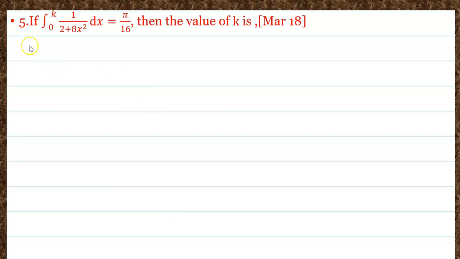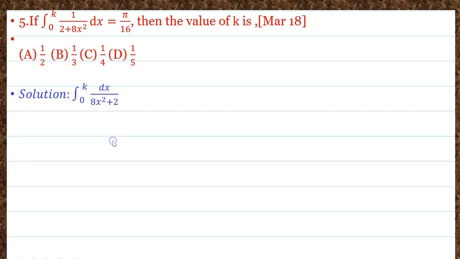Okay, now the next question number 5, MCQ. If integral 0 to k 1 upon 2 plus 8x square dx is equals to pi upon 16 then the value of k is. हा मार्च 18 ला विचारला गेलेला प्रश्न आहे. नॉर्मल इंटिग्रेशन मध्ये टेक्स्टबुक मधलाच प्रश्न आहे तो. The first option A is 1 upon 2, B is 1 by 3, C is 1 by 4 and D is 1 upon 5. हा क्वेश्चन टेक्स्टबुक मधला विचारला गेलेला, इन द सेन्स मार्च 18 ला जे टेक्स्टबुक होतं त्याचाच प्रश्न आहे तो. ओके, नाउ नेक्स्ट विल सॉल्व दिस.